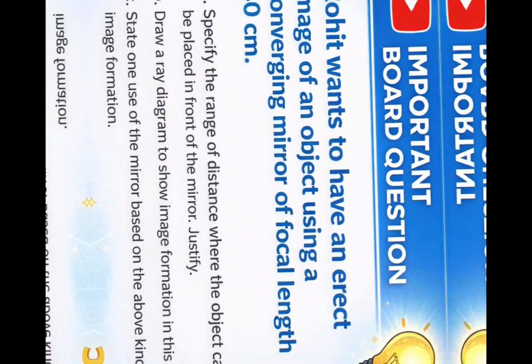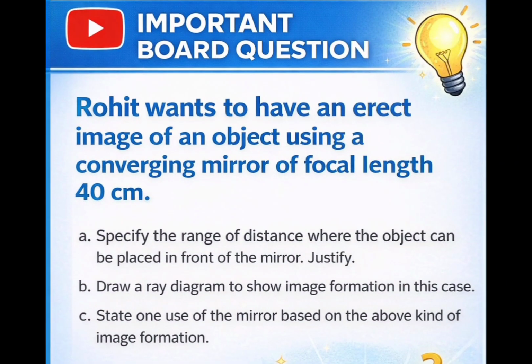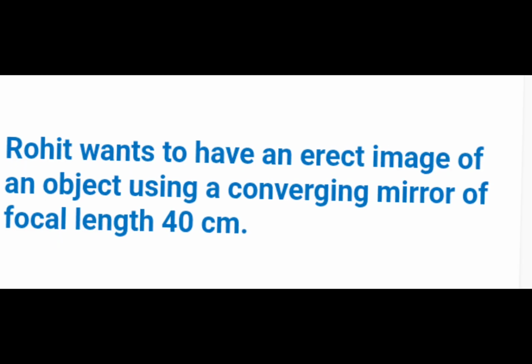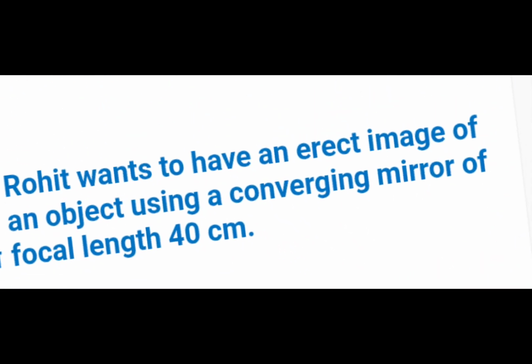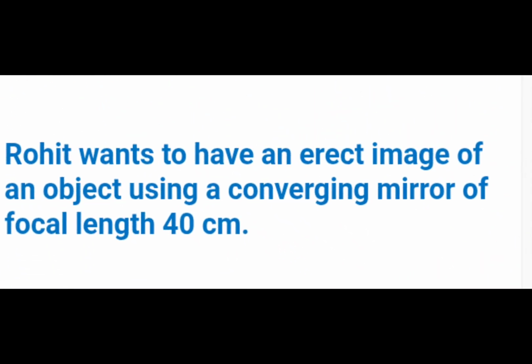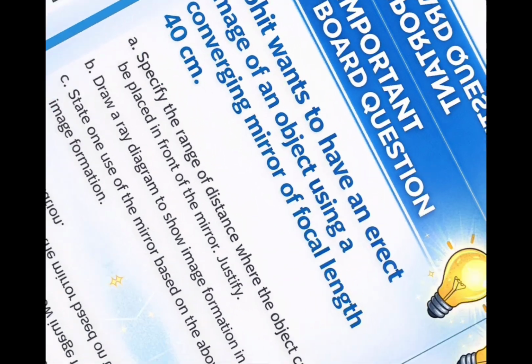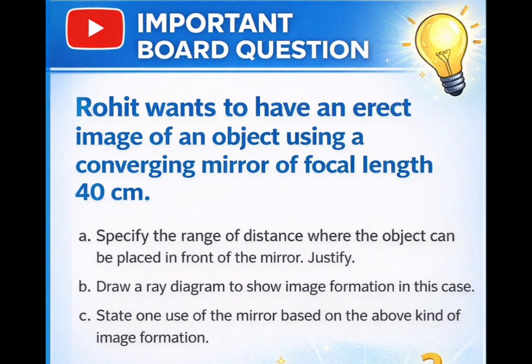So our first question: Rohit wants to obtain an erect image using a converging mirror. A converging mirror is nothing but a concave mirror, of focal length 40 centimeter. This is the given information. There are three sub questions. The first question is, specify the range of distance where the object can be placed in front of the mirror. Justify.